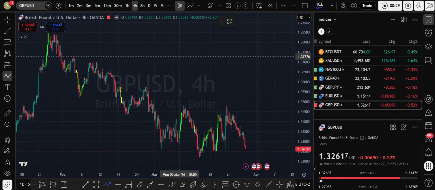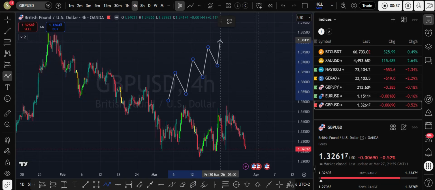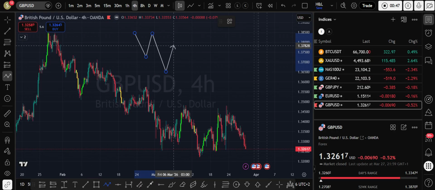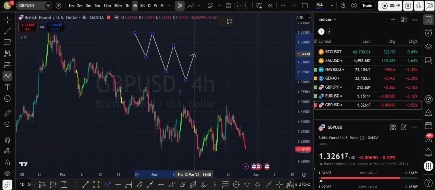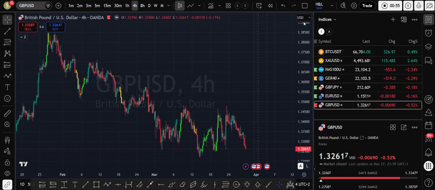So the traditional way would be we have higher high, higher low, higher high, higher low, higher high, and higher low, and so on and so forth. And if you are in a downtrend, it will be lower low, lower high, lower low, lower high, lower low, lower high, and so on. Those are the traditional ways of doing market structure.